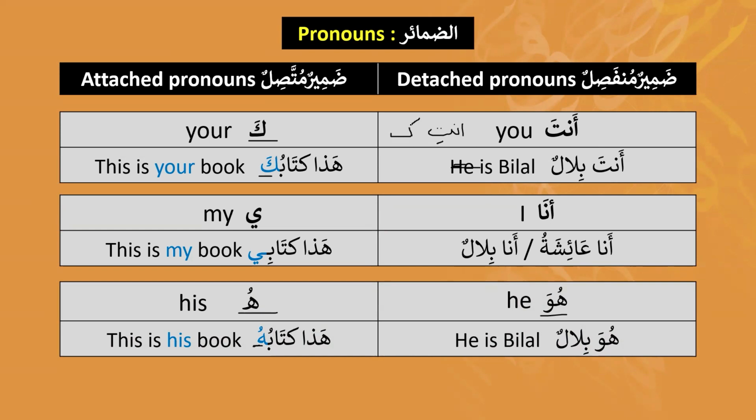For ana, we use only one attached pronoun, that is ya, and you say my, for example kitabi. And for huwa, the attached pronoun is hu. For example, we say huwa bilalun, he is Bilal. Hada kitabuhu, this is his book. So: ka, ki, ya, and hu.